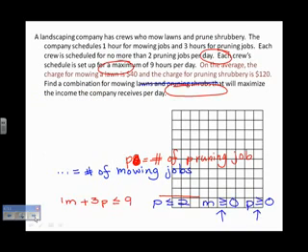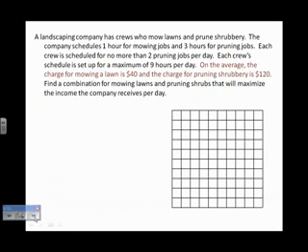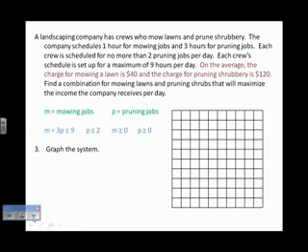All right, so the next step is just to take a look and see that I have mowing jobs and pruning jobs, and then here's my constraints again. My next step is to graph the system. So I'm going to graph each of these constraints just as we did in example 1.